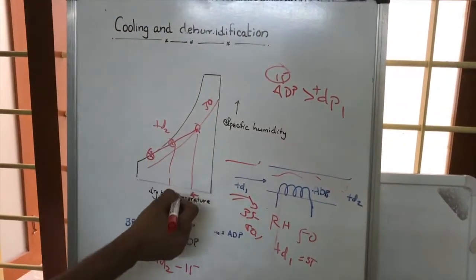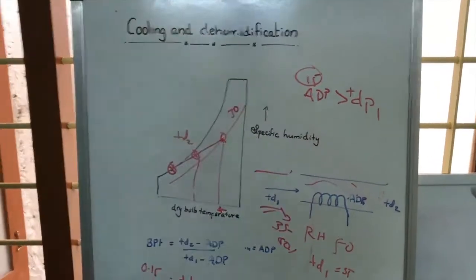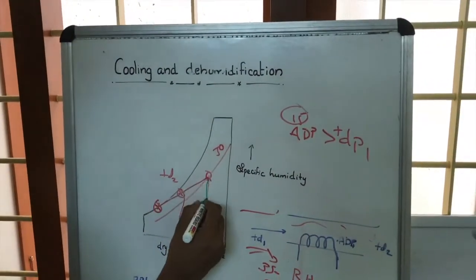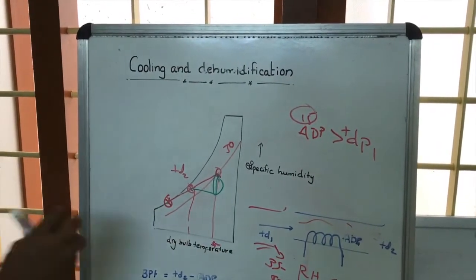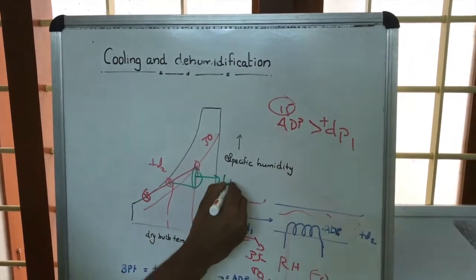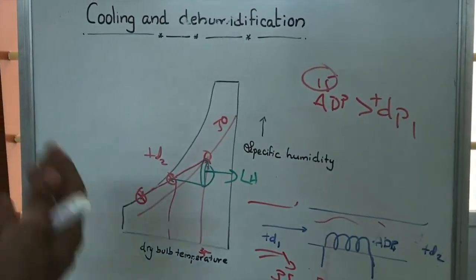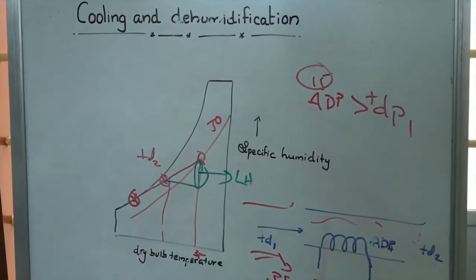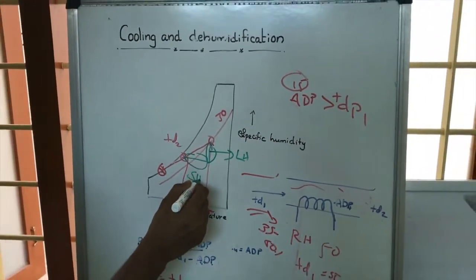Now if we look at it another way, this can be resolved into two parts: this one is the first part, and this is the second. Here the temperature remains constant. That means we can call this latent heat, for changing the vapor to liquid, latent heat liberation. And this is sensible heat liberation, SH.